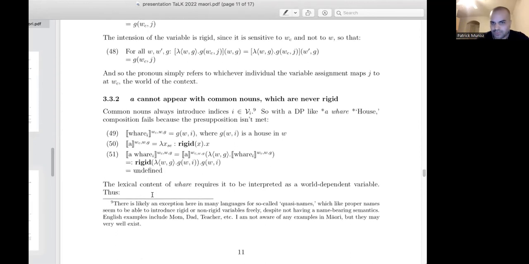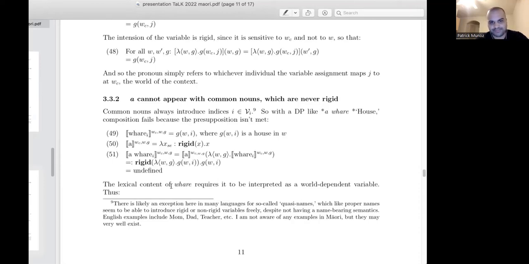A cannot compose with common nouns because they're never rigid. They always introduce non-rigid indices. So for something like a fare, you don't get this as a name for house. The composition will fail. You have fare here, introducing the non-rigid variable. The presupposition that it's rigid will then cause the composition to crash.